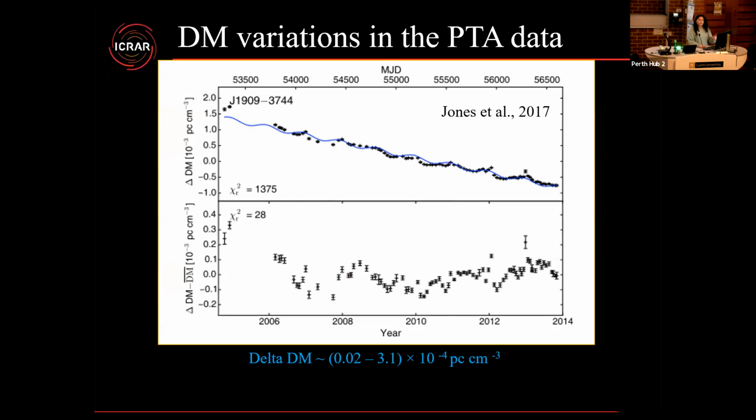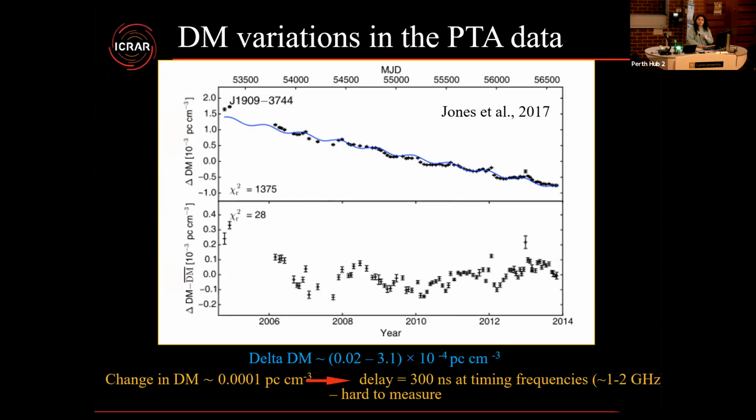Here I'm showing you just one example, J1909, one of the best timed pulsars from the PTA sample. You can see that there are some DM variations. They vary from a few parts in 10,000 to a few parts in 100,000, which look very small, but they can induce a timing delay of 300 nanoseconds in the PTA sample, which is the kind of precision they are already going to want to achieve to detect the ultra low frequency gravitational waves. If they have noise of 300 nanoseconds, how can they detect the gravitational waves? So it's very important to measure it, but it's very hard because it's just 300 nanoseconds.